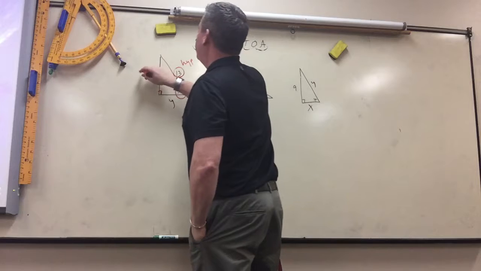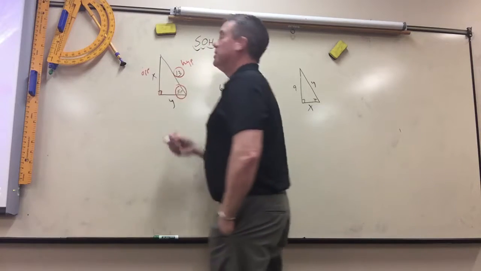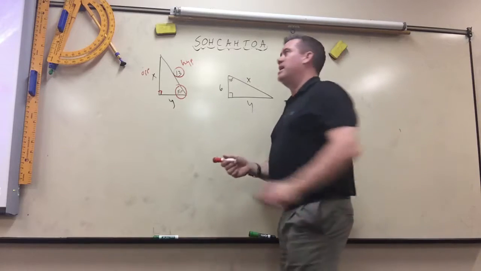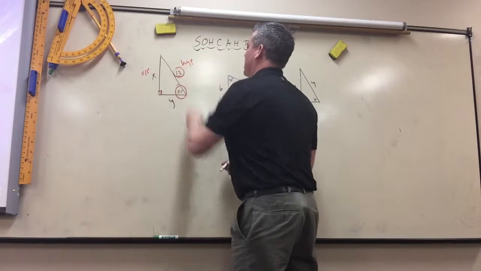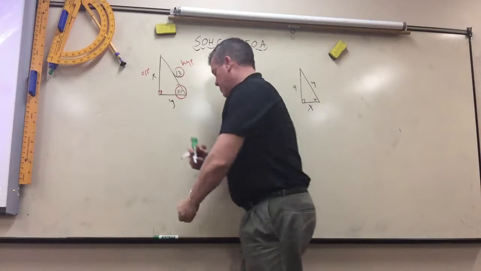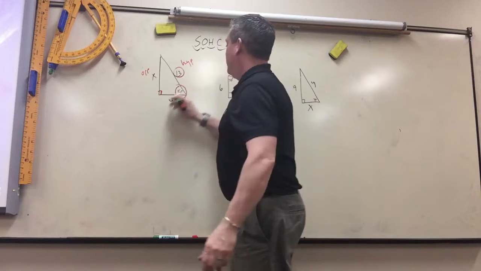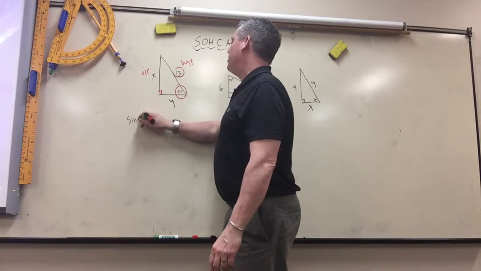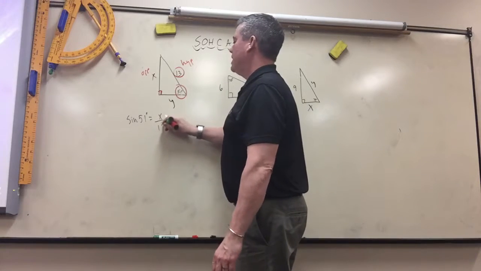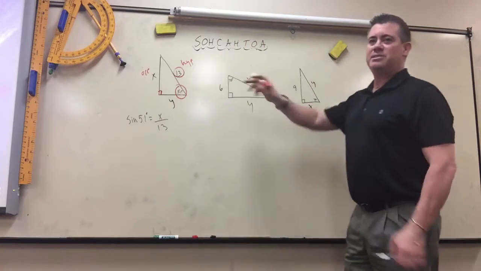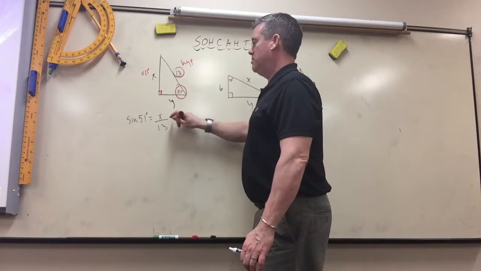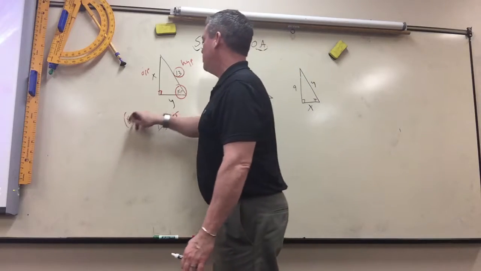X. X is opposite. So which trig function are you going to use? Sine. Opposite over hypotenuse. So you write the equation just like we did on that assignment 2 days ago. The sine of the angle that they gave us equals the opposite over the hypotenuse. Now, this is the easy equation, because what do you have to do to solve it? Times 13.